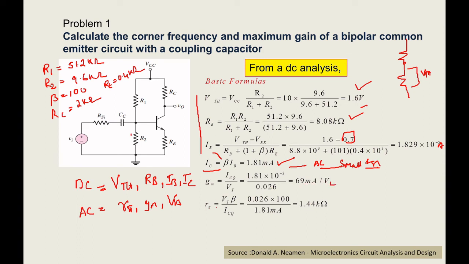Similarly, R pi I have to calculate, that is VT times beta divided by ICQ. VT is 0.026, beta is 100, and ICQ is already defined, so you will be getting 1.4 kilo ohms. With that, your small signal parameters are over. VA is given as infinity, so R naught is also infinity.